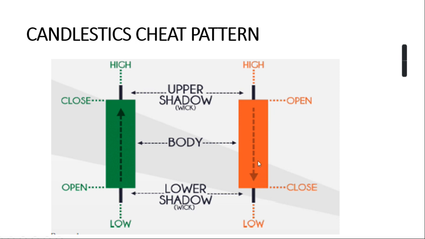A candlestick is formed of two very important things: a body and a wick, also called shadows. The longer the shadow, the more it shows rejection of either higher or lower prices. The bigger the body, the more it shows bullish or bearish momentum in the market. Now that we have that out of the way, let's proceed.